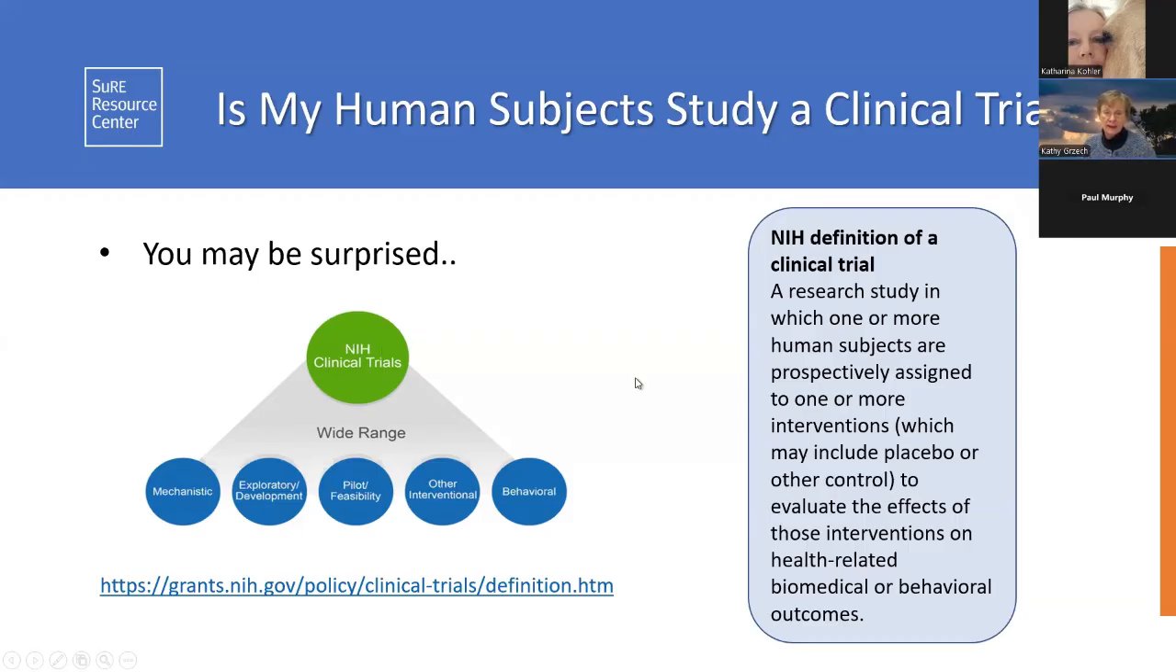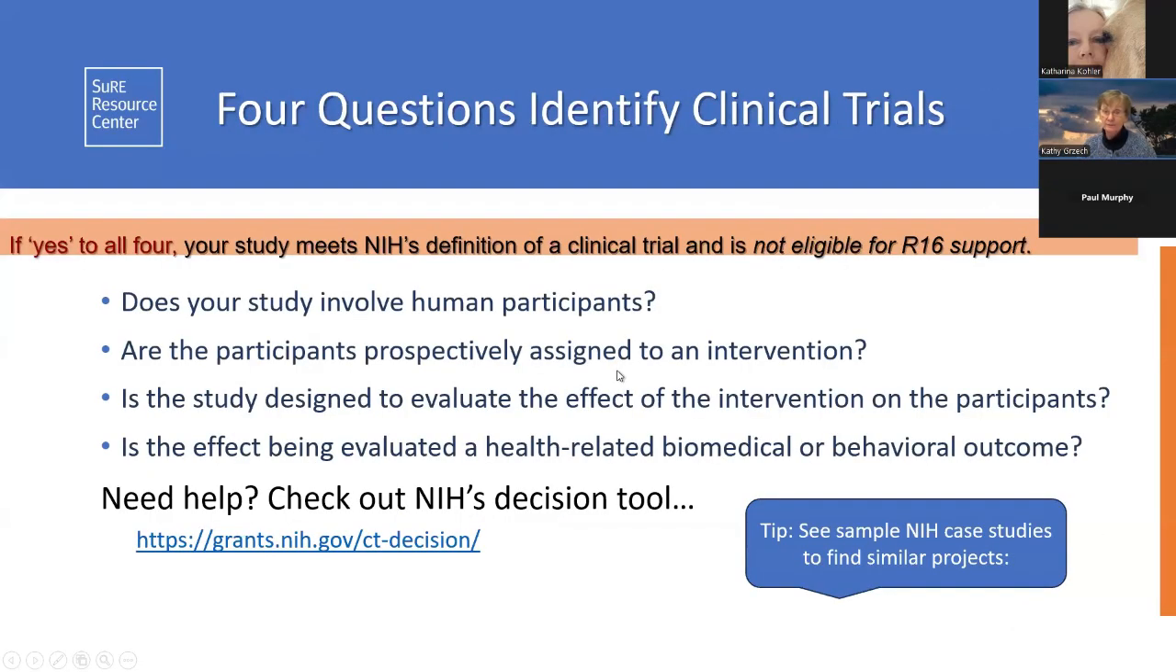So you really want to look at how NIH defines a clinical trial. A research study in which one or more human subjects are prospectively assigned to one or more interventions, which may include placebo or other control, to evaluate the effects of those interventions on health-related biomedical or behavioral outcomes. So NIH has come up with 4 questions that identify whether a study is a clinical trial. Early in your planning process, you are going to want to work through these questions and ensure that the study you're hoping to be supported by an R16 does not rise to the level of a clinical trial.